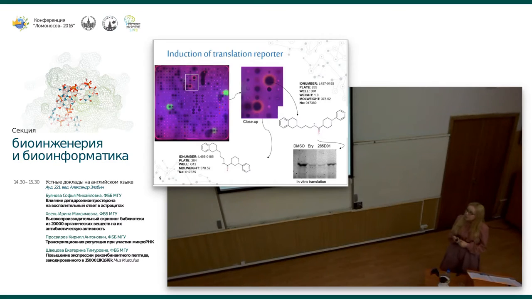It's worth mentioning that there was a small number of compounds that induced our translational reporter, and only five of them were proven to be direct inhibitors of translation by in vitro translation experiment. Two of them you may see on the screen, and as you may notice, they look pretty much the same. They even have the same formula, and they are actually positional isomers.